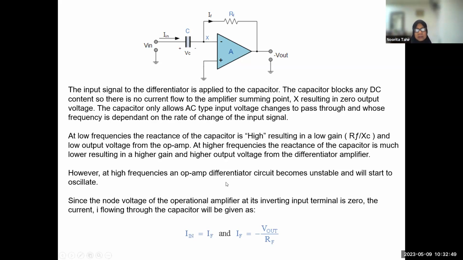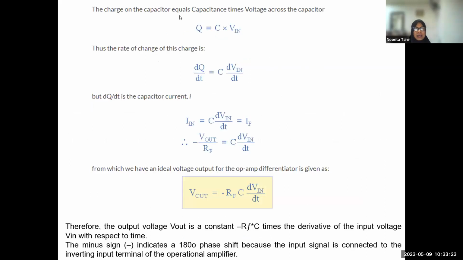Since the node voltage of the op-amp is the inverting input in this example, the current IF and IN, with the assumption of X as virtual ground, IN is equal to IF. So we will have IF actually negative because of the inverting terminal, so we will have Vout divided by the feedback resistor RF.